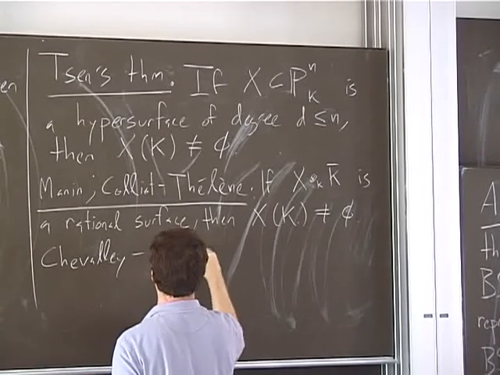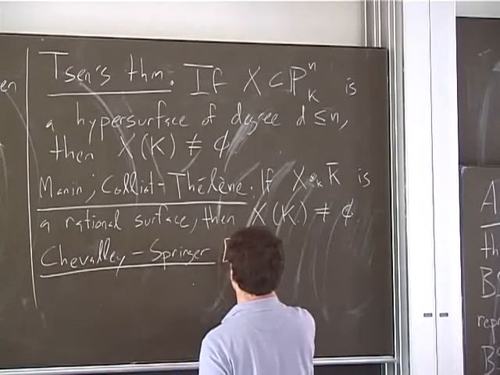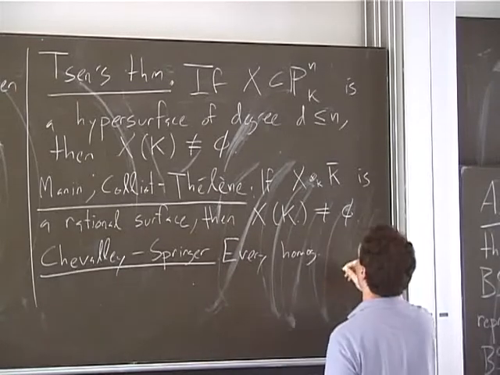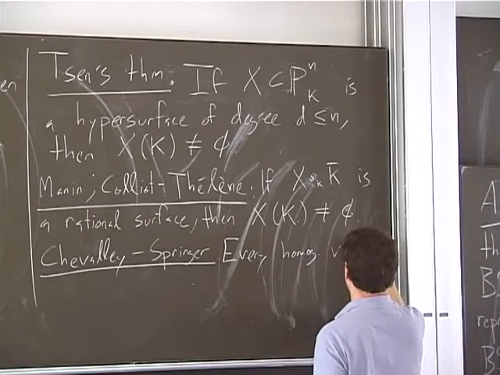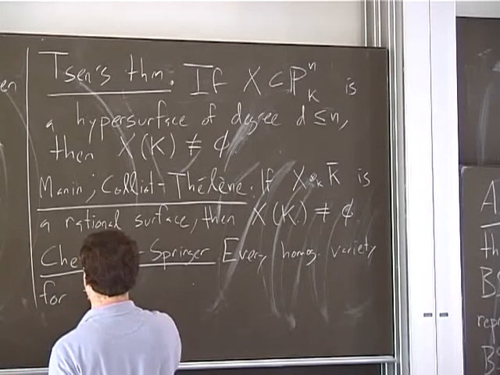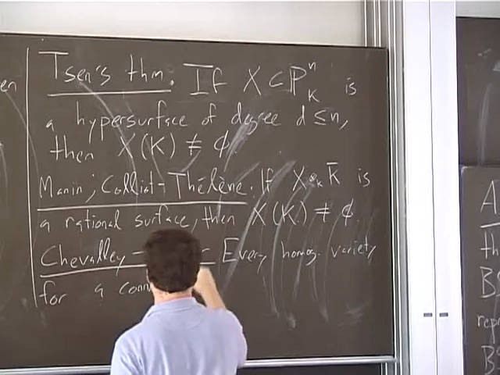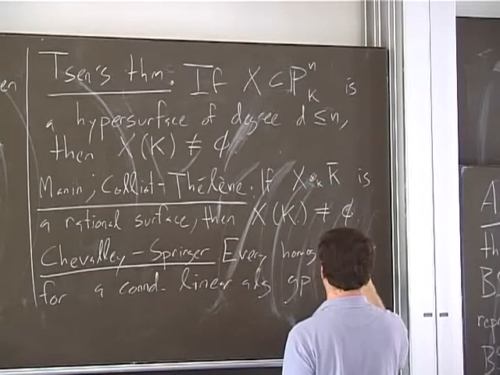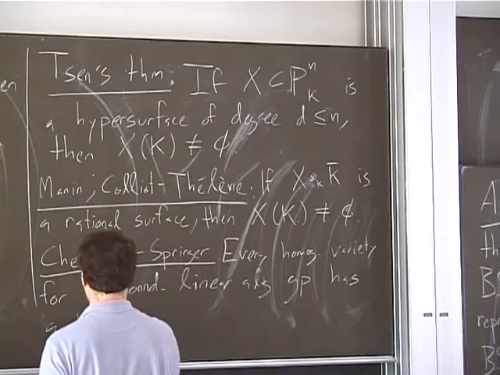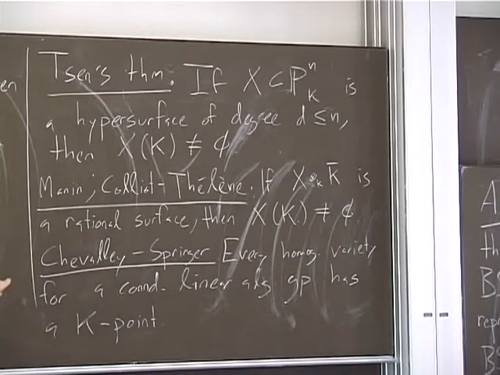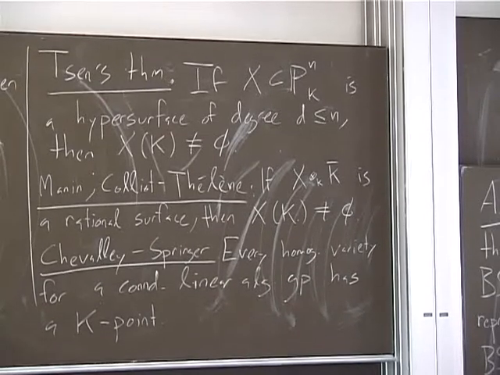So Chevalier and Springer proved that every homogeneous variety for a connected linear algebraic group over the function field of a curve has a K point. And let me point out that these two theorems hold if you replace the function field of a curve by any C1 field.